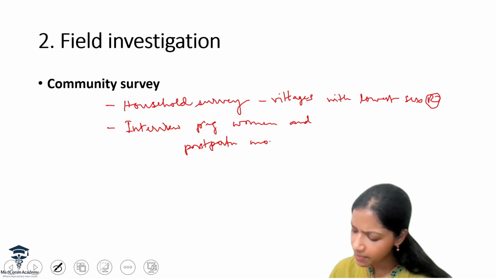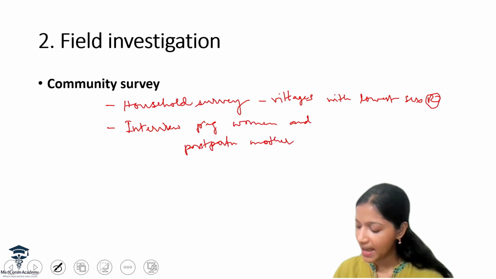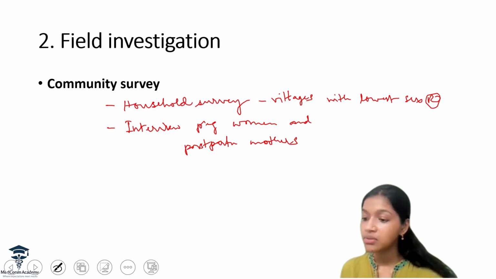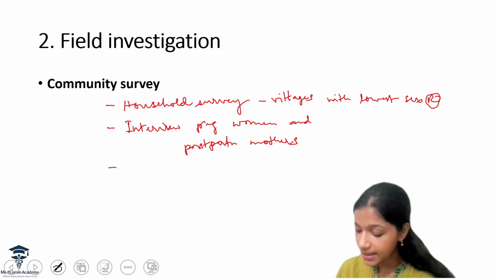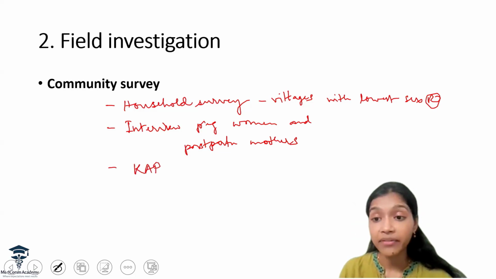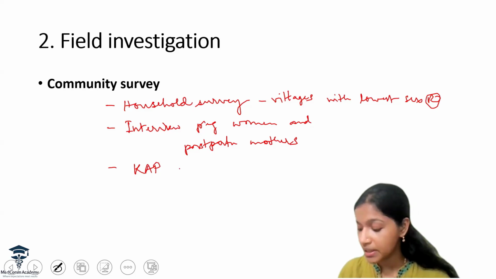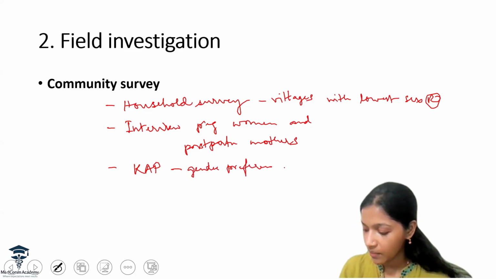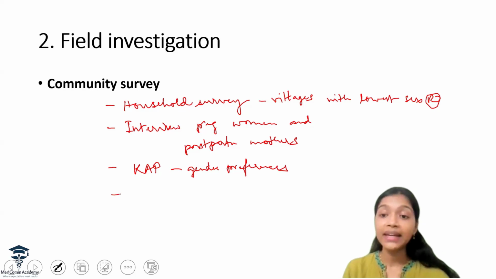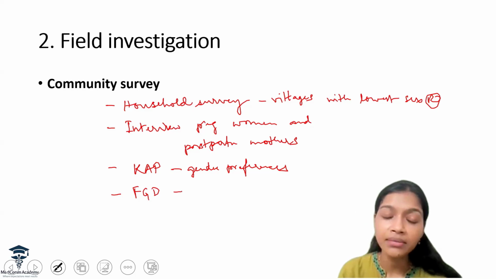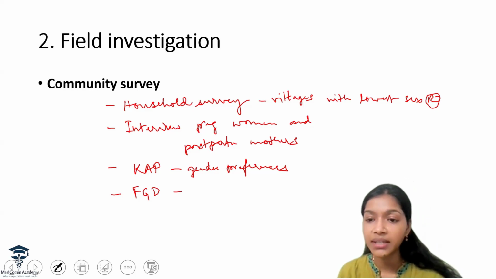I will provide a proper note, right? Right now I'm just writing because I haven't really prepared any detailed structure. So the third thing is he can assess KAP regarding gender preferences. So he can conduct a small survey or a study to assess KAP regarding gender preferences. And finally, he can do FGDs. What is FGD? What is KAP? What is a KAP study and what is an FGD study?